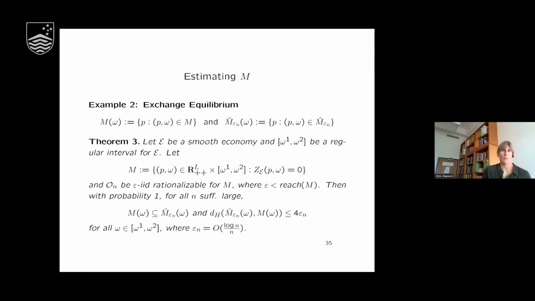So the result would be: if the underlying model is a smooth economy, and the interval of endowment profiles is a regular interval for that economy, and in addition, if our data are generated by random variables satisfying the assumptions that we just laid out, then with probability 1, for n sufficiently large, we'd have two things. First, the set of real equilibrium prices would be contained in our estimate of the equilibrium prices for each endowment profile. And second, the Hausdorff distance between those two sets, the estimated set of prices and the real set of prices, would be bounded by 4 epsilon n, where our epsilon n term is big O of log n over n. And this holds uniformly for all of the endowment profiles in this interval.